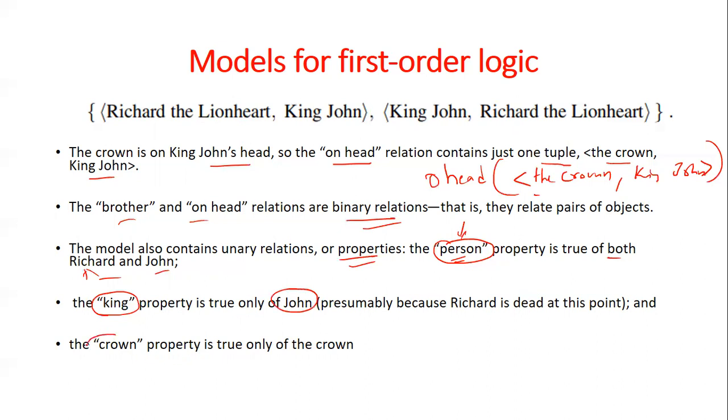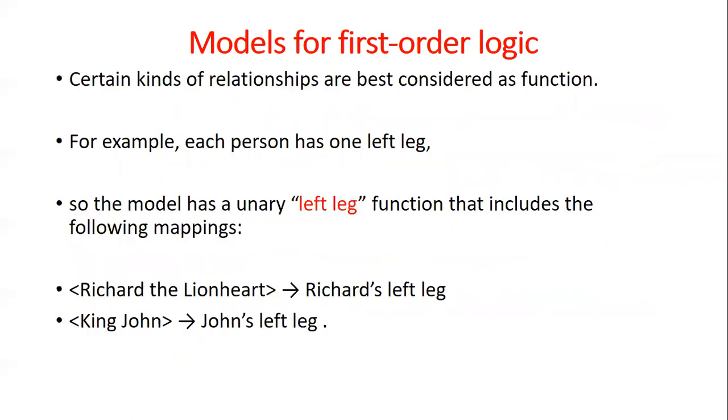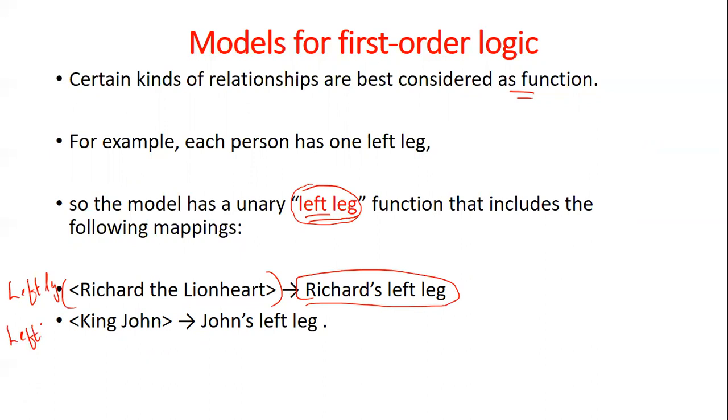Okay, and crown is a property which is true only for the crown, because that object we are also calling crown, and also there is a property crown. Fine. And some of the relations are considered as functions. So we have discussed that there is a function left leg. Every object will have a left leg function. That is our understanding. In our case the left leg is applicable only for Richard and John. So when you apply left leg to Richard the Lionheart, it refers to Richard's left leg. Similarly, when you apply left leg to King John, it refers to John's left leg, right?